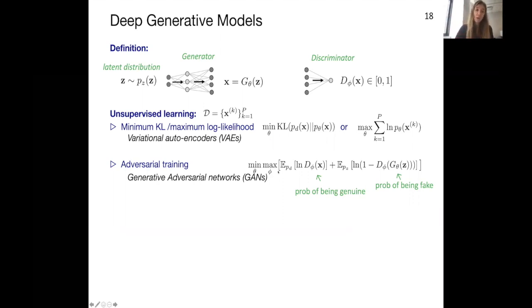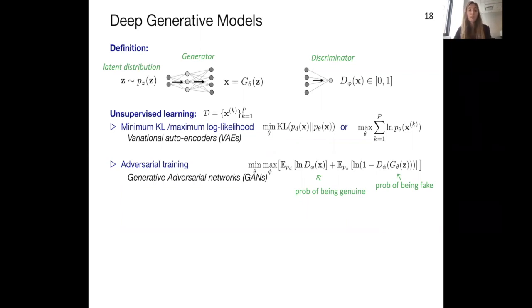And then you are trying to make the discriminator as good as possible. So you are maximizing that with respect to the parameters of the discriminator. And then you are minimizing that with respect to the parameters of the generator, meaning that the generator is trying to generate samples that are as good as possible so as to fool the discriminator, so that the discriminator is not able to make the difference between what's real and what's actually generated by the model.